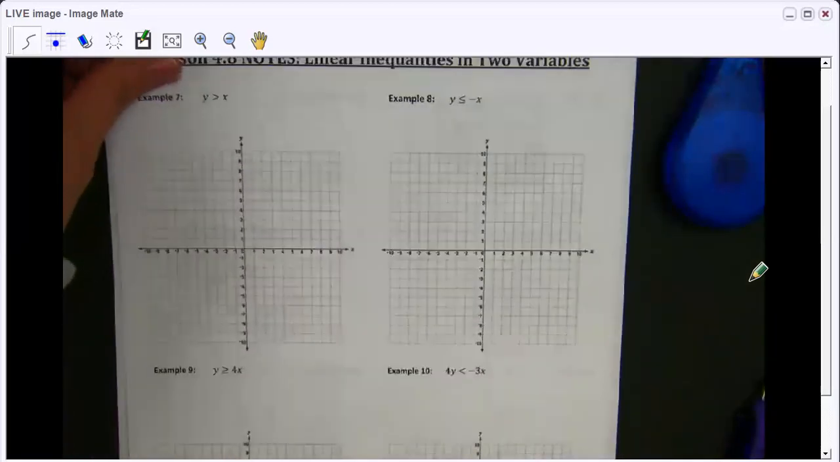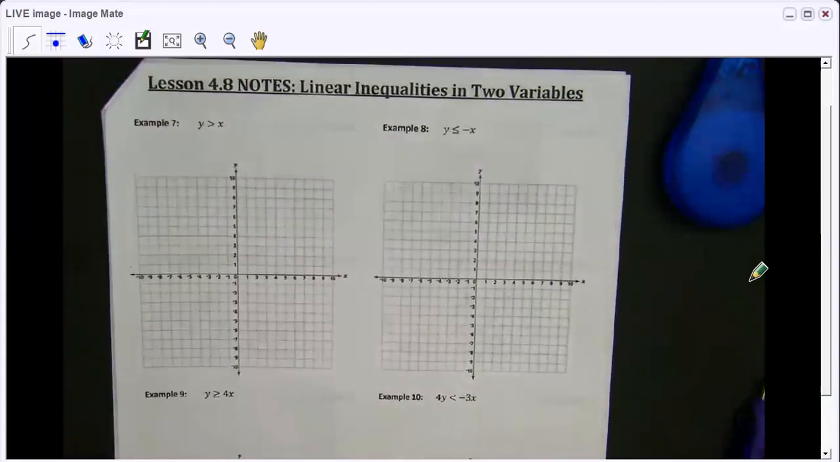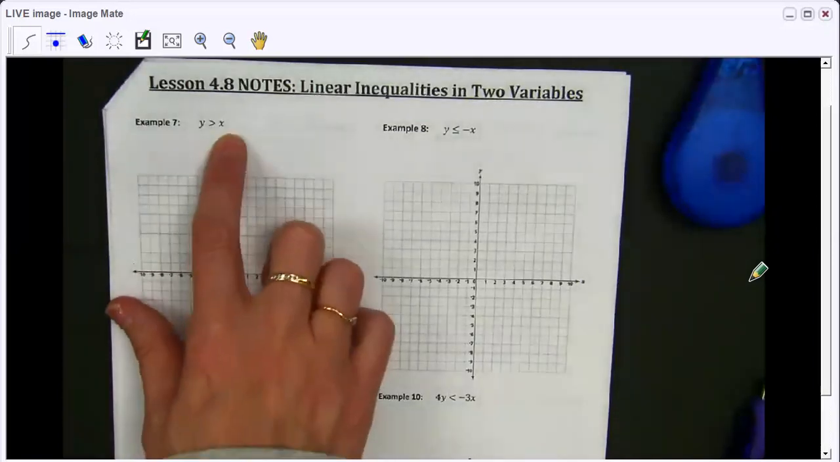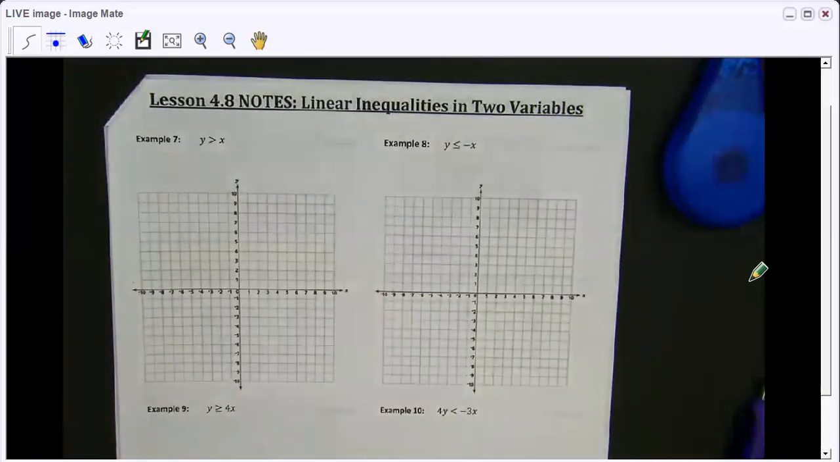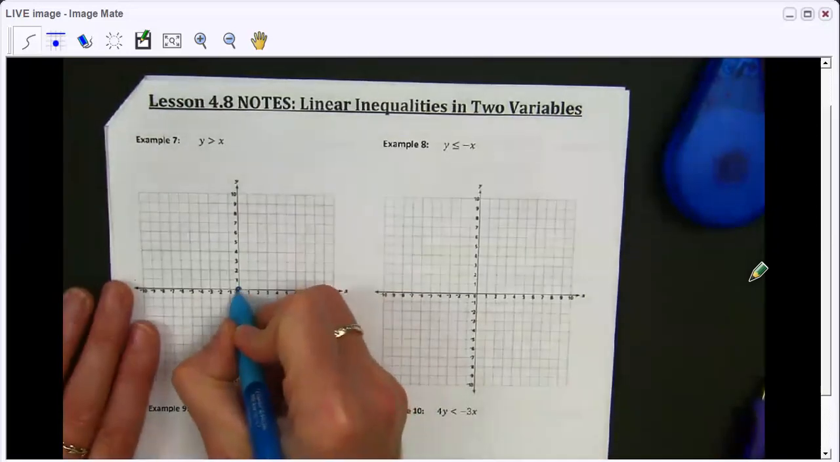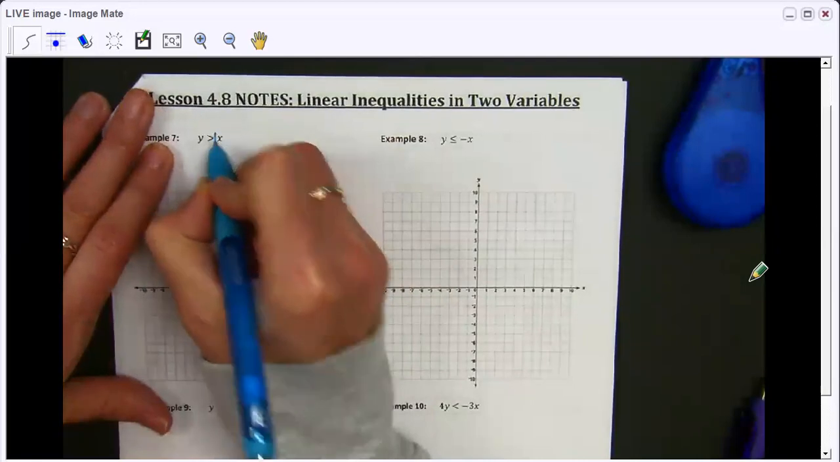And now we are going to graph some, just the first two are a little bit interesting. And so this says y is greater than x. Does anybody know how to graph that? David, what'd you say? Yeah, your slope is 1. This is just y is greater than 1x.